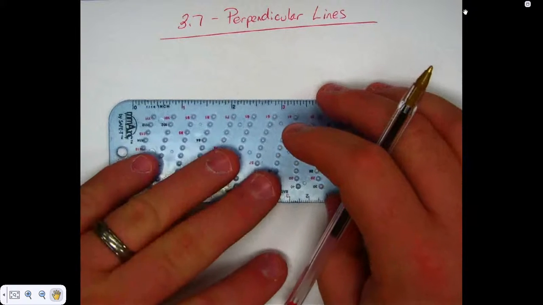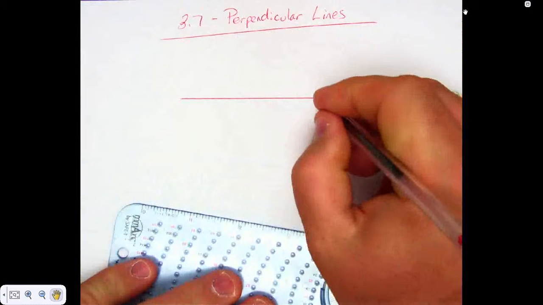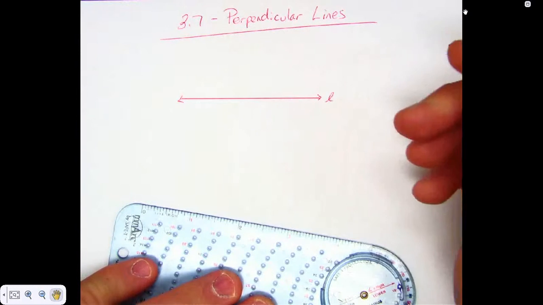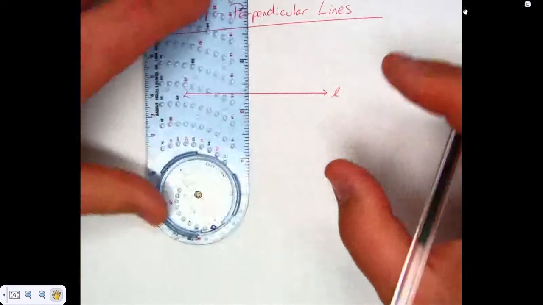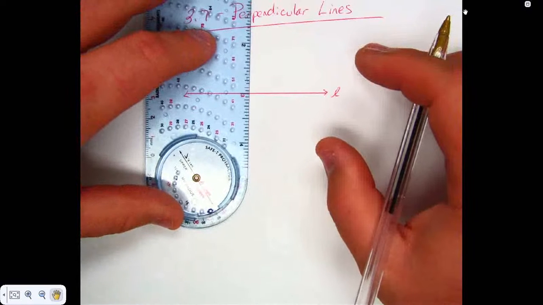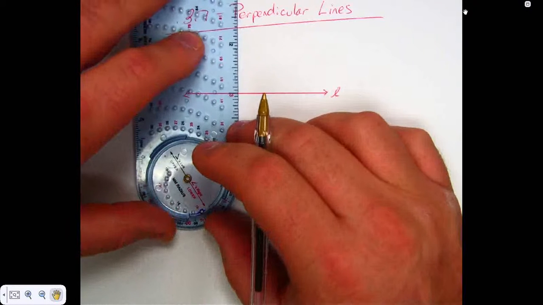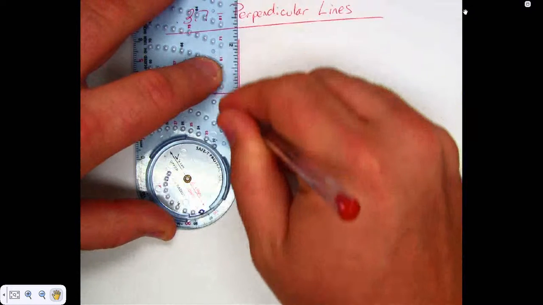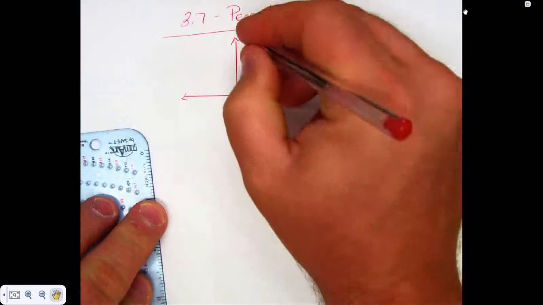If I've got a line, I'll call it line L. And then I'm going to draw a line perpendicular to it. How do I need to draw it? Middle has actually nothing to do with it. You just draw it so it makes a perfect plus, you could say. Say this line is N.